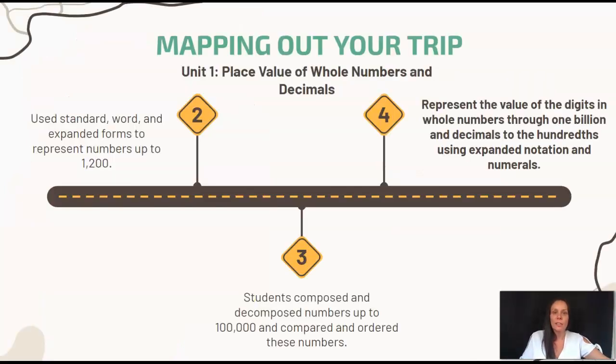To get started, we're going to look at what experiences your students have already had in previous grades and what to expect for the first unit. In second grade, they used standard, word, and expanded form to represent numbers up to 1200. Then in third grade, they moved up to 100,000, where they composed and decomposed the numbers, and then they also compared and ordered them. Now in fourth grade, they're going to be representing the value of the digits, and they're going to go through 1 billion and with decimals to the hundredths place using expanded notation.